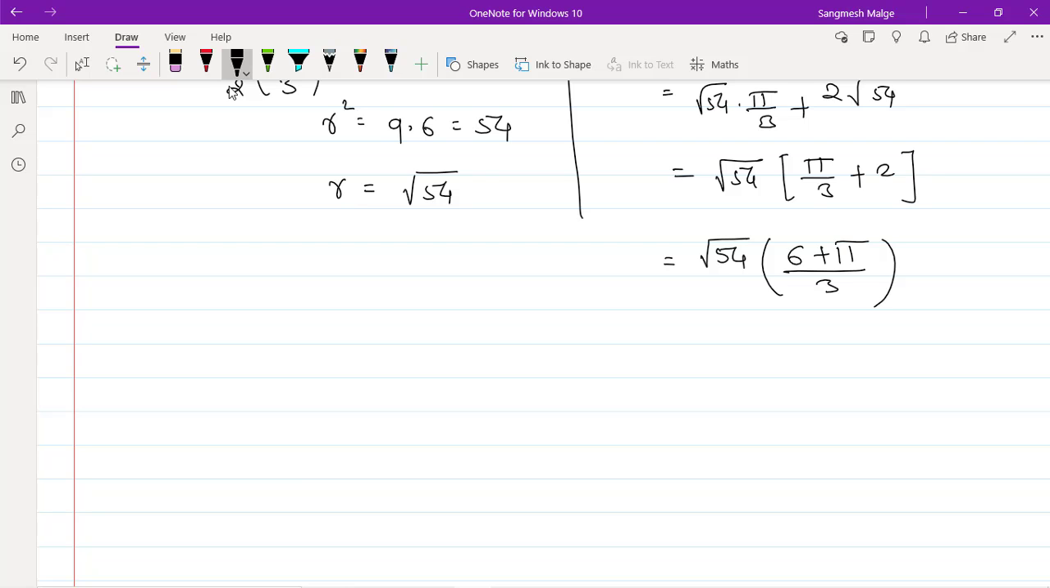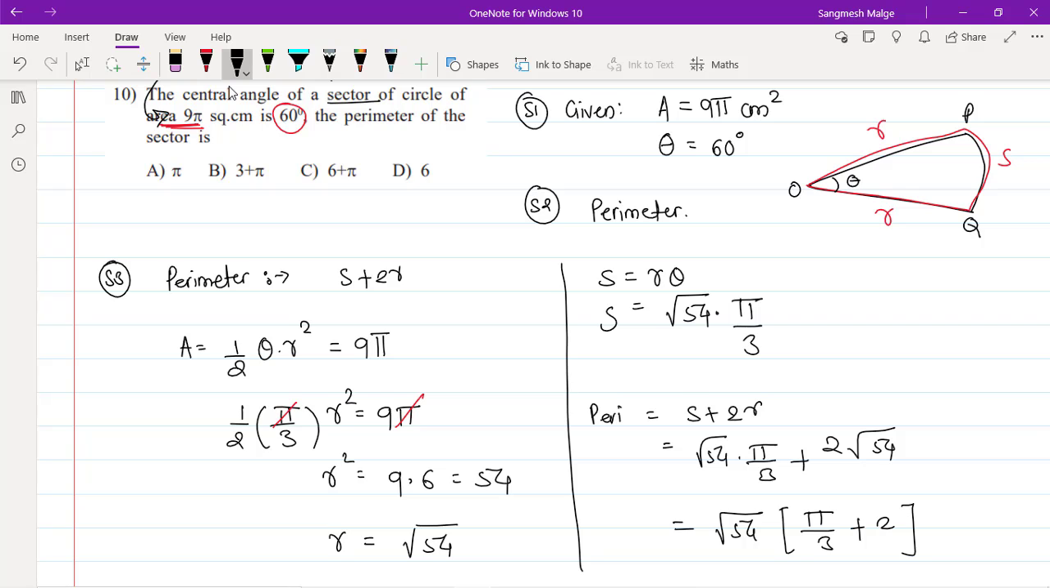The perimeter of the circle is the central angle of the sector of a circle. Have you done any mistake here? Options are not matching.